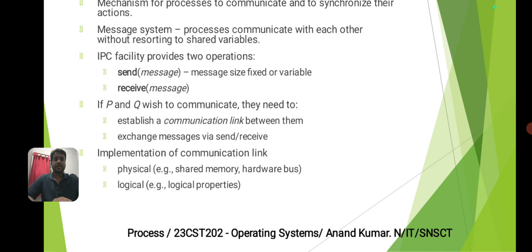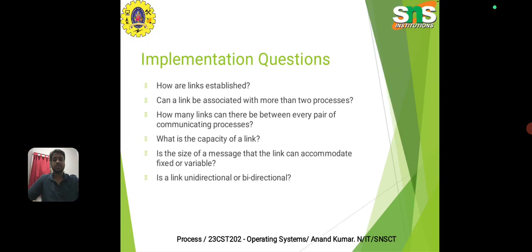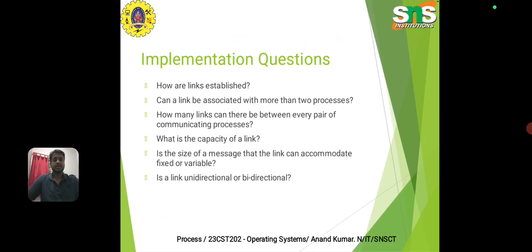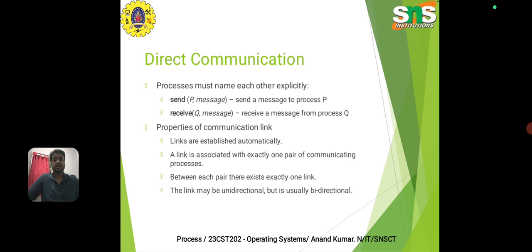For the physical mode, we can use shared memory space or a hardware bus. For the logical mode, we can use logical properties for IPC. So how are links established? Can a link be associated with more than two processes? How many links can there be between every pair of communicating processes? What is the capacity of a link? Is the size of a message that the link can accommodate fixed or variable? And is a link unidirectional or bidirectional? These are some snippets from the last class, and we can see them in detail in this class.